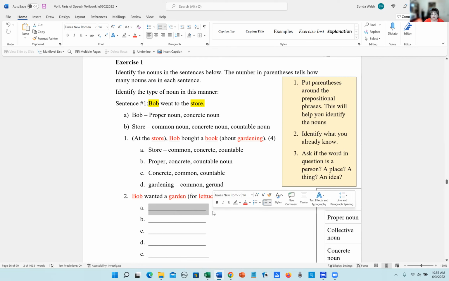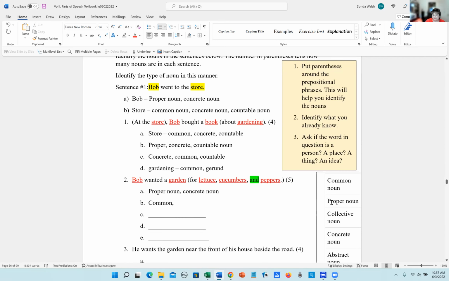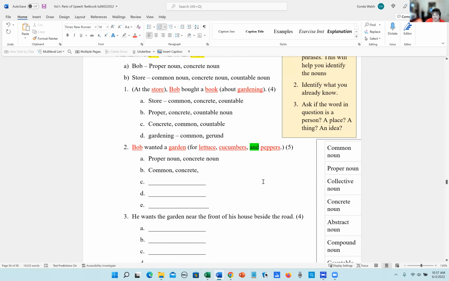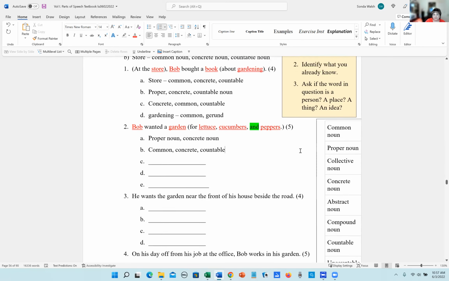All right, so now we need to come here. And Bob is a proper noun and a concrete noun. And garden, I'm going to say it's a common noun. It's a thing, purse. It's a place even. It is not a collective noun. It is a concrete noun. You can touch it. It's not abstract. It's not compound. We could add an S so it's countable. There we go. All right.